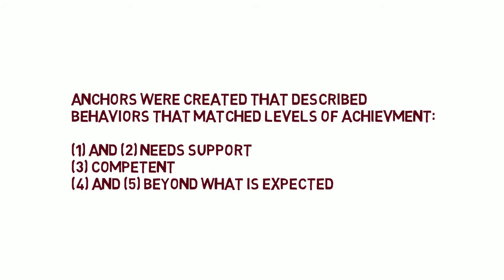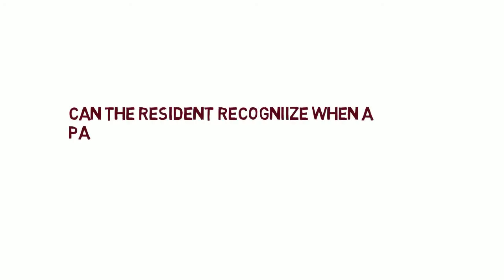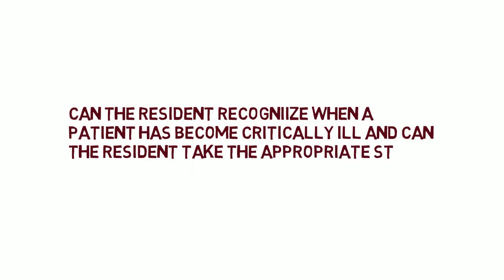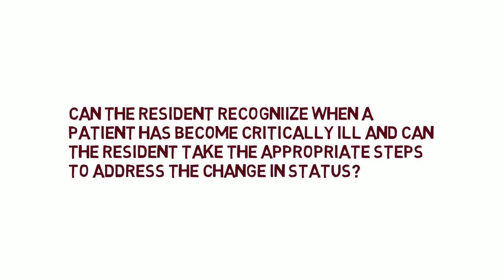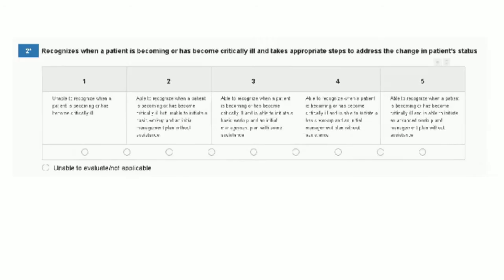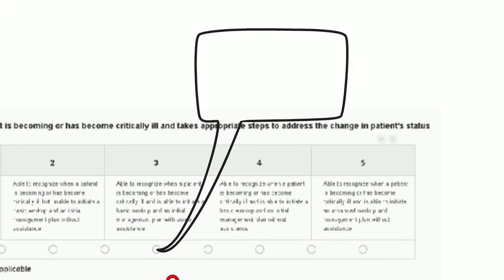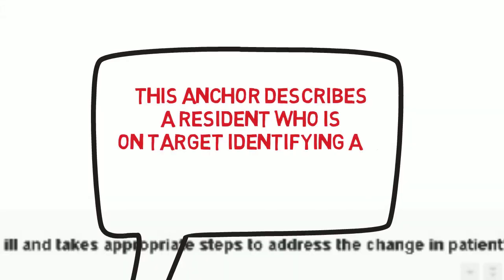For example, an ICU question asks if the resident is able to recognize when a patient has become critically ill and whether the resident takes appropriate steps to address the change in status. By choosing the anchor that matches the resident's performance, your evaluation is objective and not just a general gestalt. Anchor 3, highlighted here, describes a resident who is on target for that ICU skill.